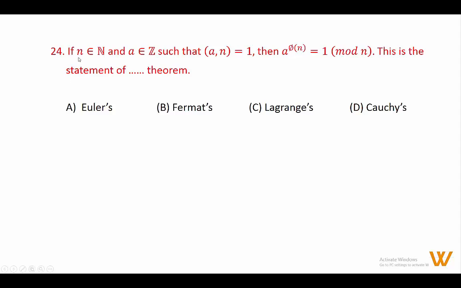24. If n belongs to N and a belongs to Z such that gcd(a, n) = 1, so a and n are relatively prime, then a raised to phi(n) is equal to 1 mod n. This is the statement of Euler's theorem. Answer is option A, Euler's theorem.